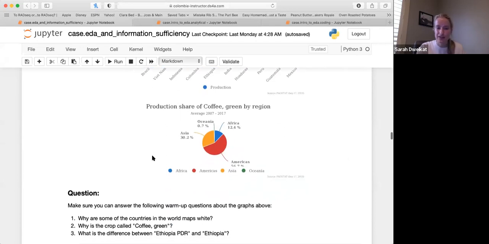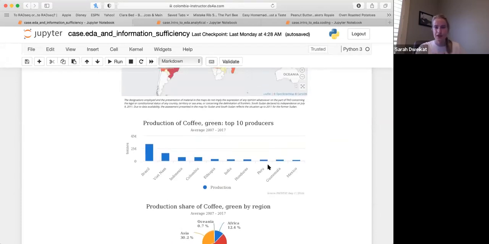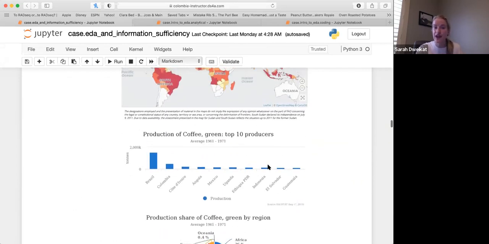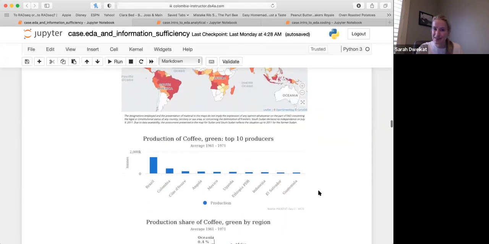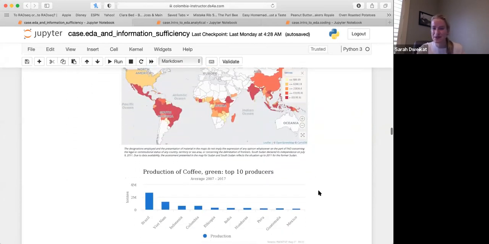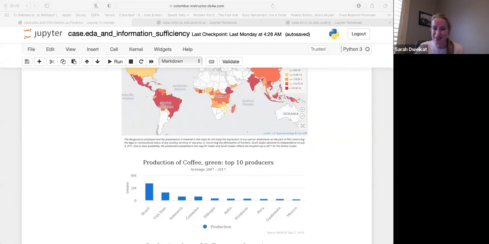So then our last question: what is the difference between Ethiopia PDR and Ethiopia? This is a great point, that when you're comparing your data, it's very important to make sure that you are comparing the right things to each other and noticing other factors that could affect your data analysis. Right off the bat, one thing that's different in these comparisons is we have Ethiopia PDR for 1961 to 1971 and 2007 to 2017. If you don't know the answer to this question, that's perfectly okay. I will tell you the answer in a moment if anyone doesn't know.